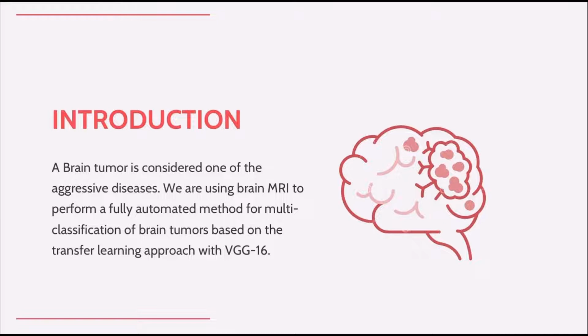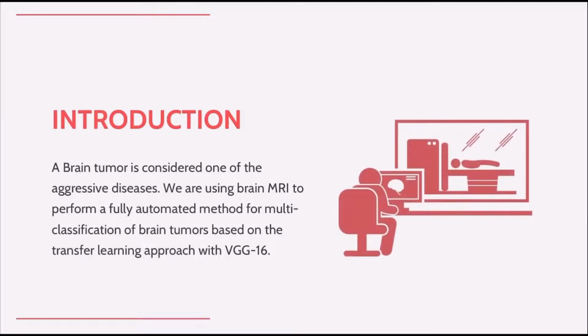A brain tumor is considered one of the most aggressive diseases. Therefore, an accurate diagnosis is essential for successful treatment planning. The best technique to detect a brain tumor is MRI. MRI contains many image models that scan and capture the internal structure of the human brain. A huge amount of image data is examined by the radiologist.